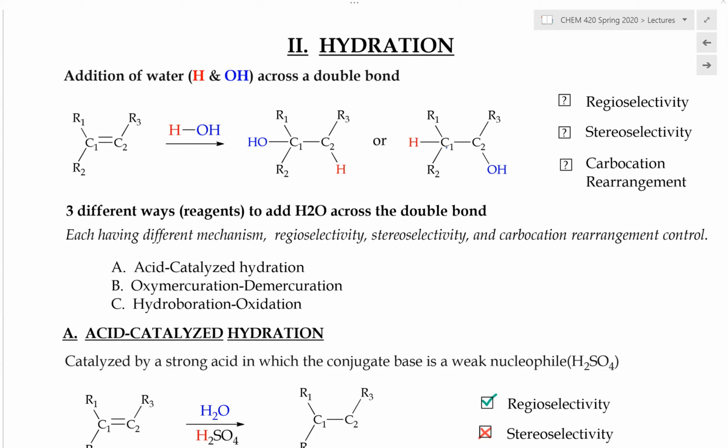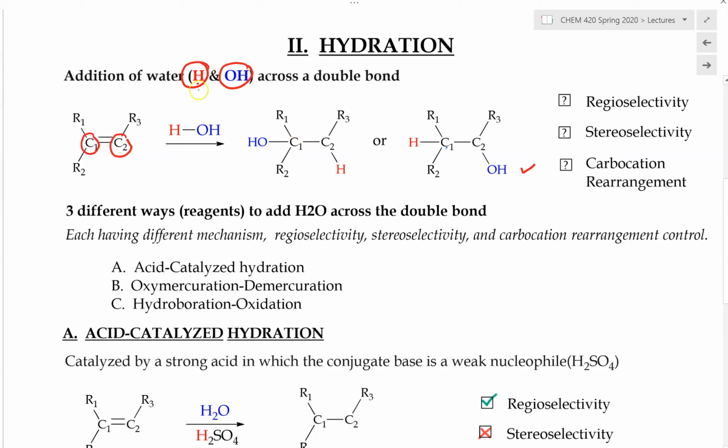In this lecture video, we will go over hydration reaction, which is the second type of addition reaction of an alkene. In the course of this reaction, a hydrogen and a hydroxy group are being added across the double bond. We can either have the hydrogen being added to carbon 1 and the hydroxy group added to carbon 2 to produce this product right here, or we can also have the other way, where the hydrogen is added to carbon 2 and the hydroxy group is added to carbon 1.